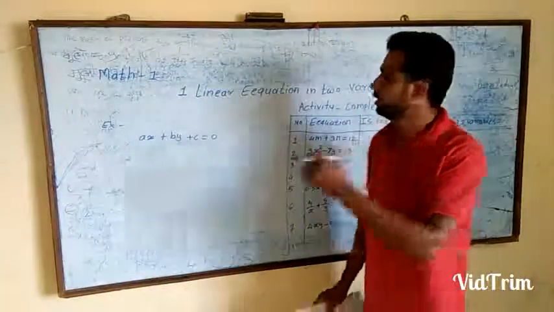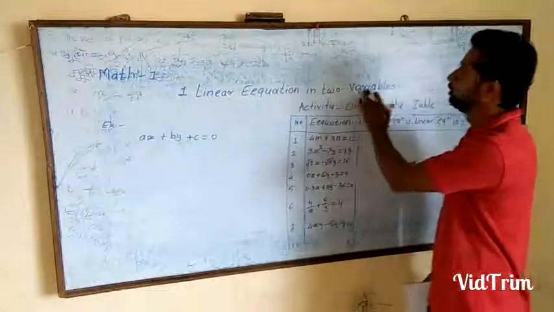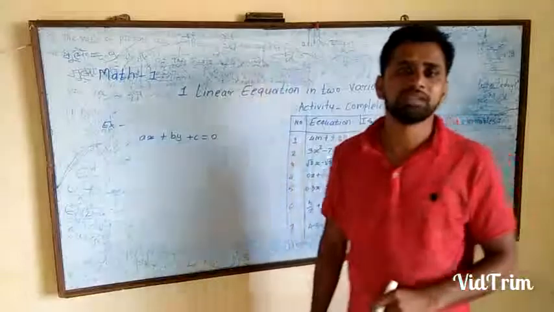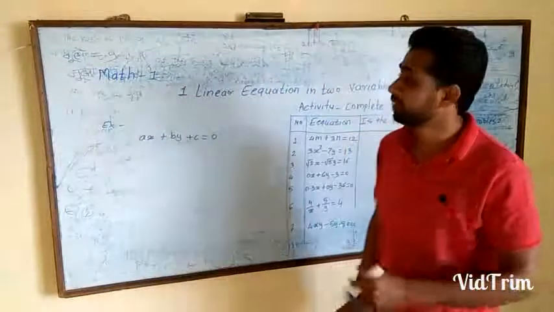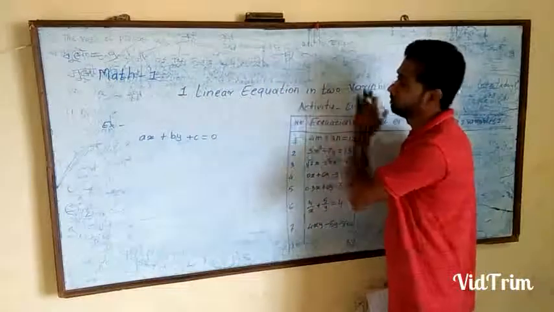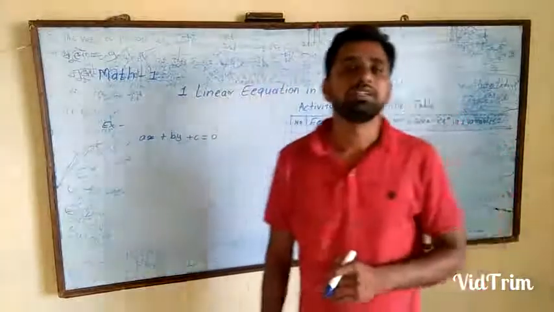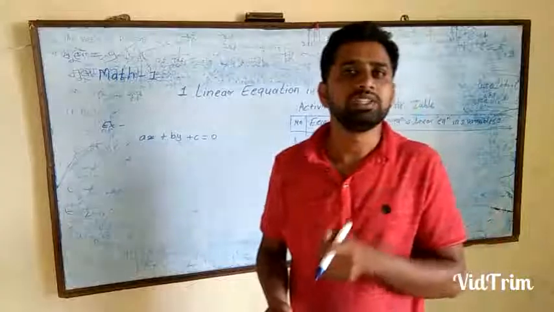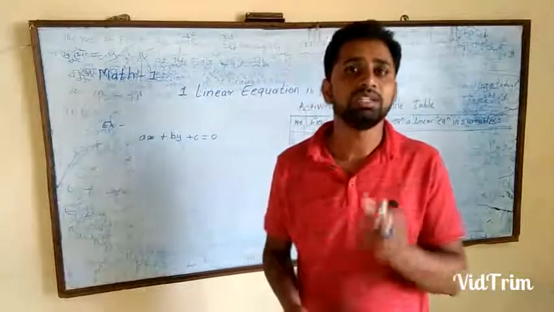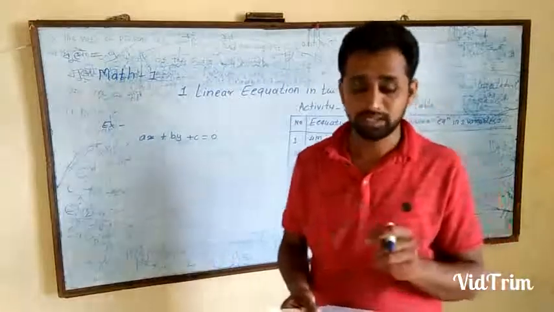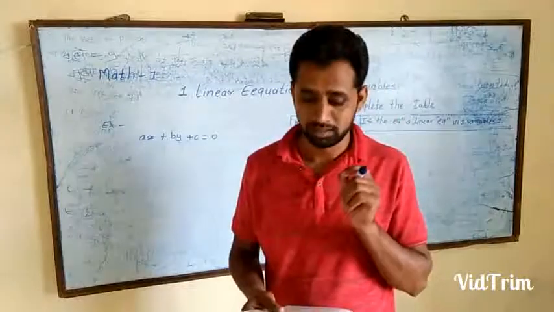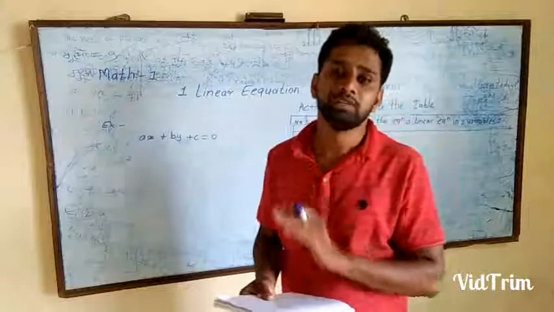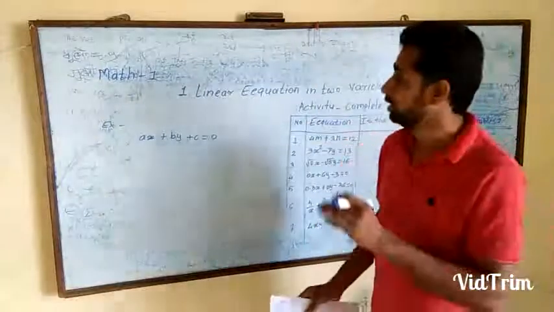First lesson is linear equation in two variables. Now we take math. So पहिला lesson आहे linear equation in two variables. So what is linear equation in two variables? An equation which contains two variables and the degree of the variable is one is called linear equation in two variables.